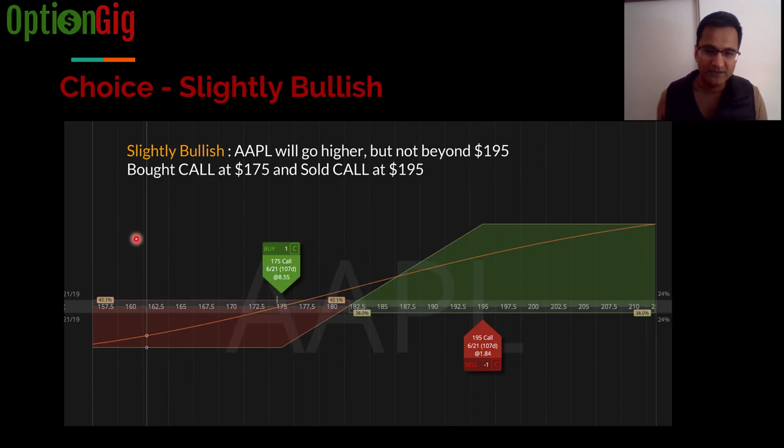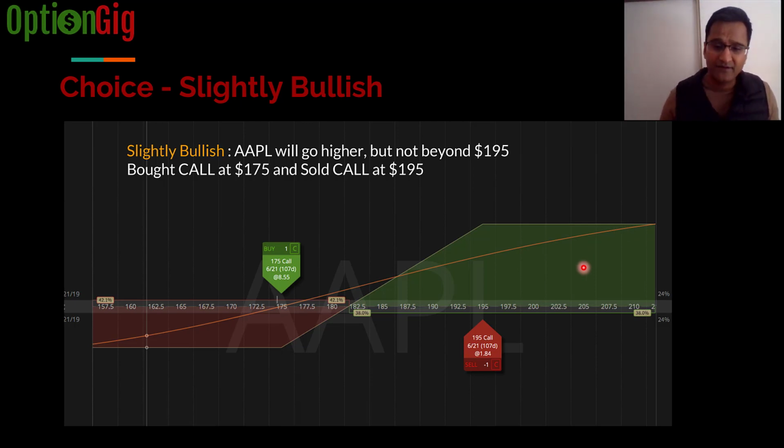So if Apple falls, you make money. But if you're slightly bullish, you know that Apple will rise, but you have an idea that it may not go beyond, let's say, $195. So in that case, you can buy a call at 175 and sell a call at 195. So you make money, but your profit is capped at $195 because you're slightly bullish.